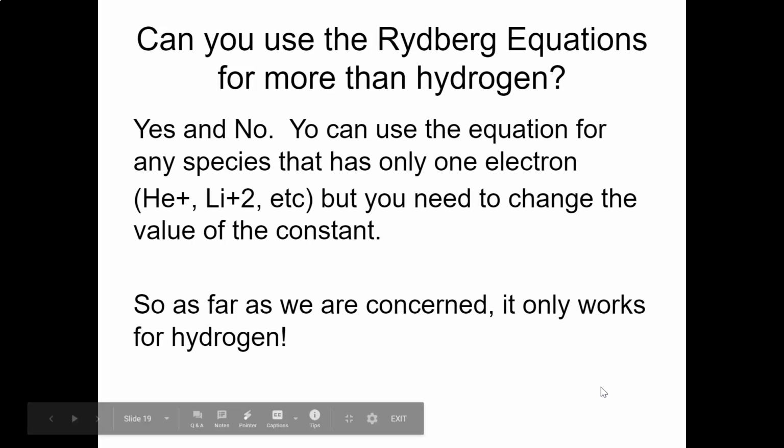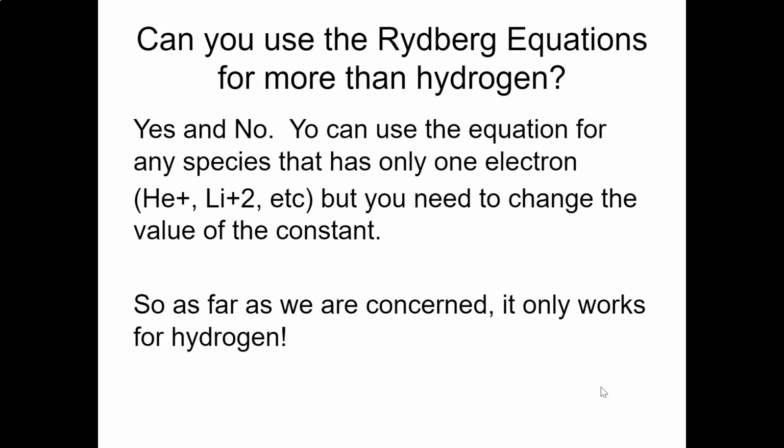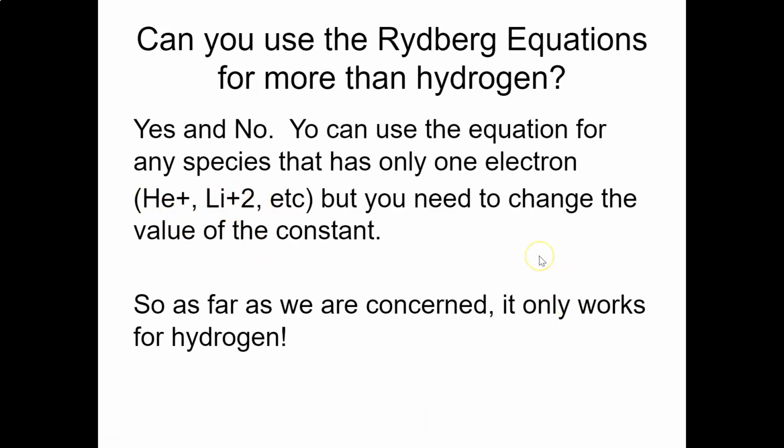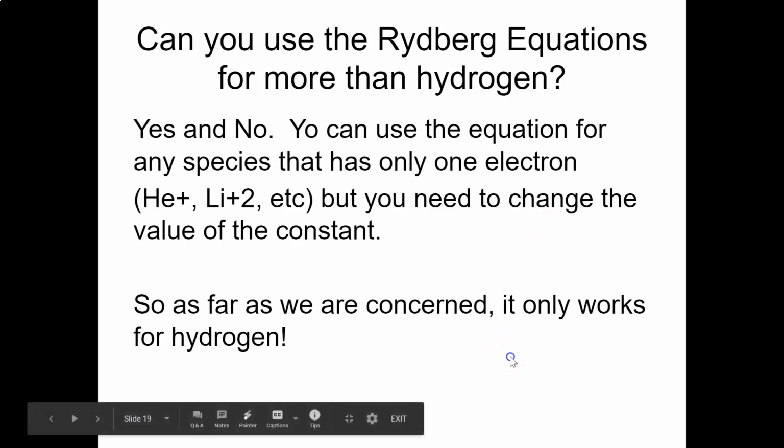Okay, so can you use these Rydberg equations for more than hydrogen? Well, the answer is yes and no. You can use it for anything that only has one electron in it. So He+, Li2+. But the value of the Rydberg constant would change a little bit, so you wouldn't use the negative 2.18 number. You'd have to have a different number here, but technically you should be able to use it. Who goes around looking at helium ions and lithium ions that have only one electron in them? Not many people. So as far as we're concerned, it's only good for hydrogen.